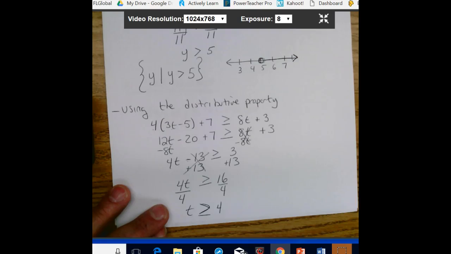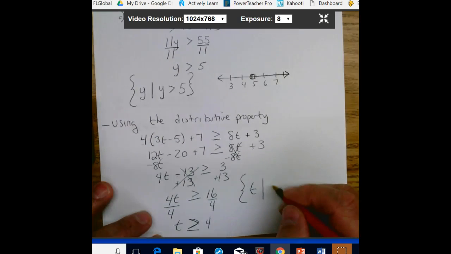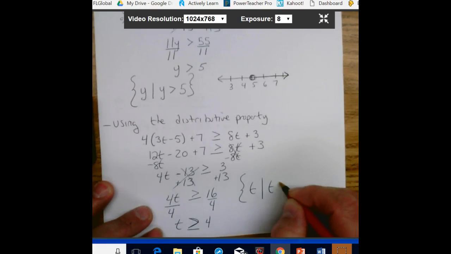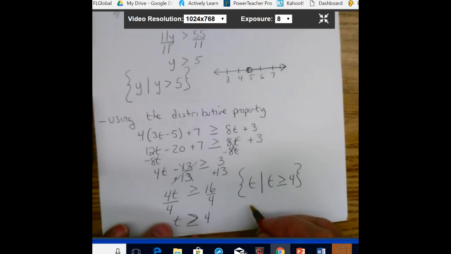Kind of gives us our answer. Then we could put it in the set form. We can say t, draw the line, and say t is greater than or equal to 4. And then we can do the number line right here.